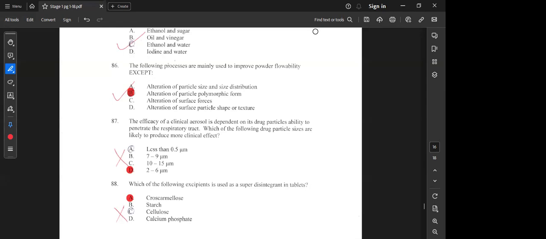The size, we said that one is true, right? Let's eliminate the obvious ones. The size, you agreed there. D, we have also eliminated it, right? Alteration of surface particle and texture. Even if you're just talking about sand, clay, loam, we can see they are different.